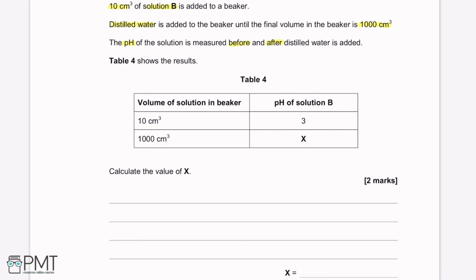Now, the first thing we need to think about is how have we gone from a volume of 10 centimetres cubed to a volume of 1,000 centimetres cubed? Well, essentially, if we do 10 times 100, we get 1,000. Okay, so the first thing to think about is that we have diluted by a factor of 100.